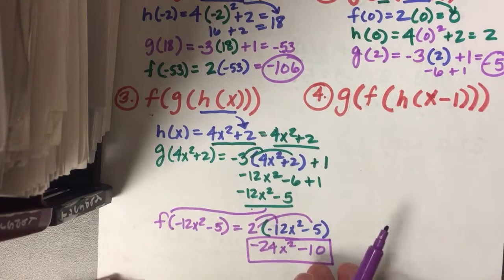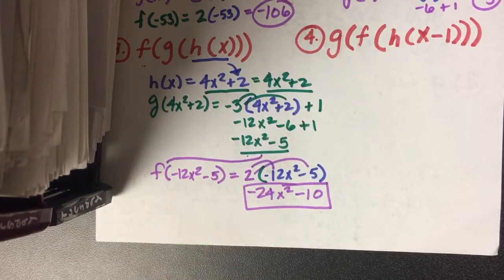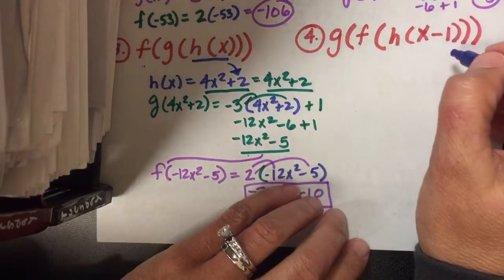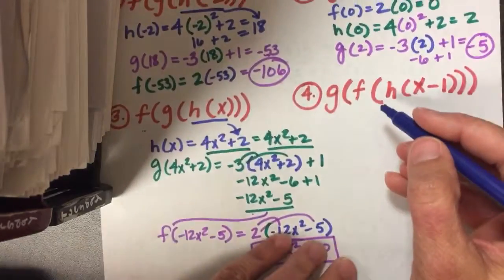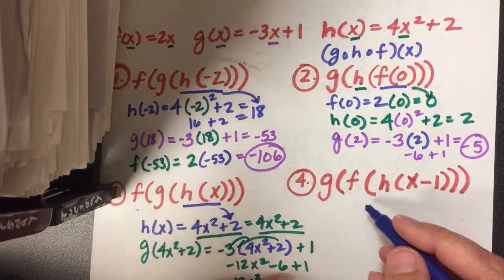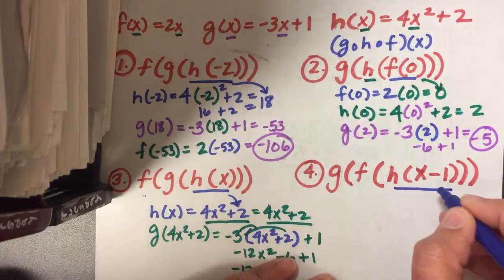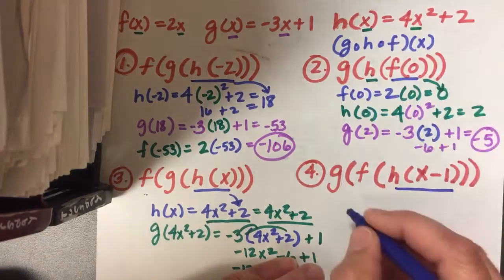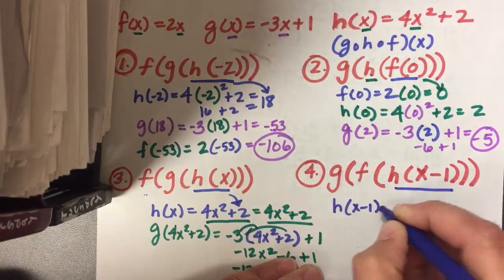So let's do one more example. Let's do number 4. And looking at number 4, it's a little more complicated because now we have h of x minus 1 instead of x. So let's look back at our functions and let's go inside out. So I have h of x minus 1. I'm going to go to my h function and I'm going to plug in x minus 1.